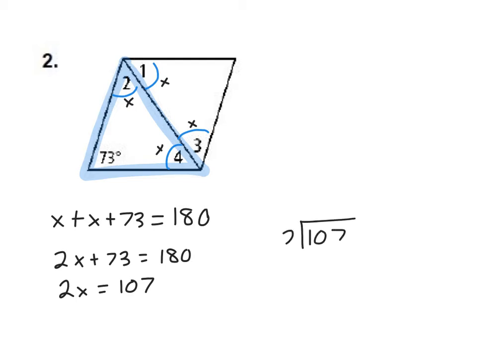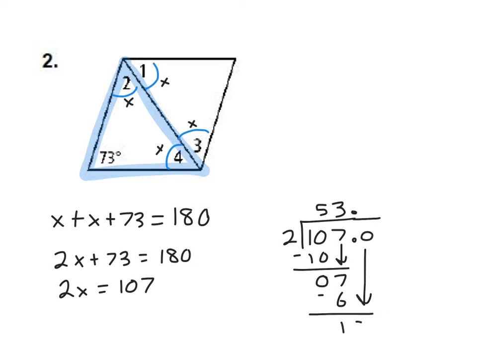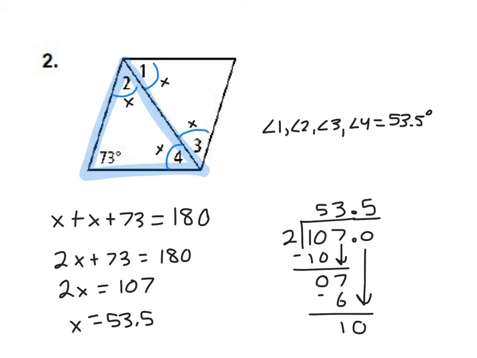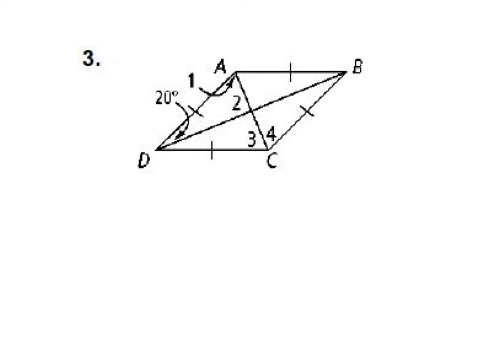Let's do a little bit of long division to help with our decimal. Drop down the 7. Okay, I need another number to help, so I'm going to add that decimal point. Drop down the 0. And it goes in evenly 5 times. So x equals 53.5. So that means that angles 1, 2, 3, and 4 are all 53.5 degrees. There you go.